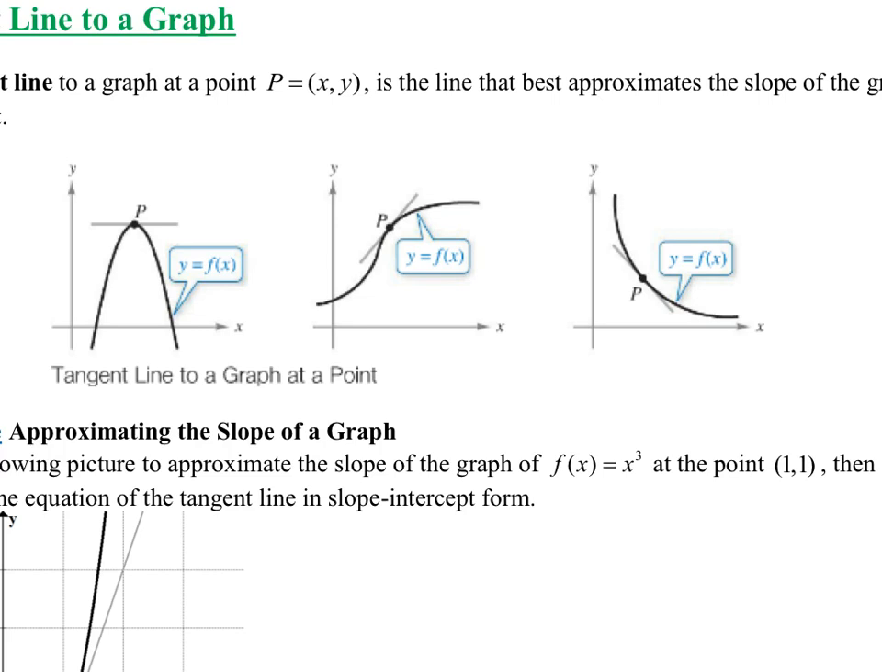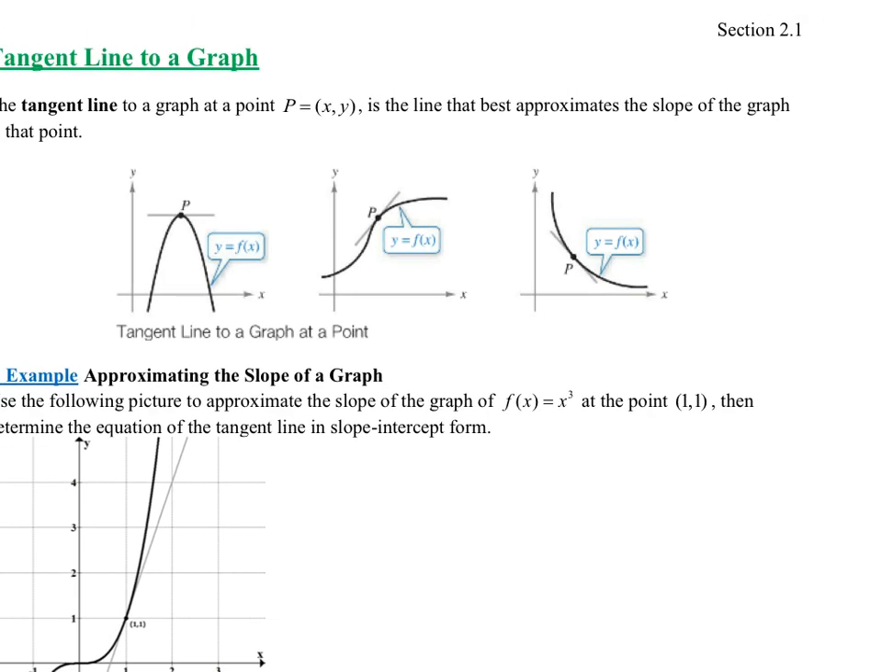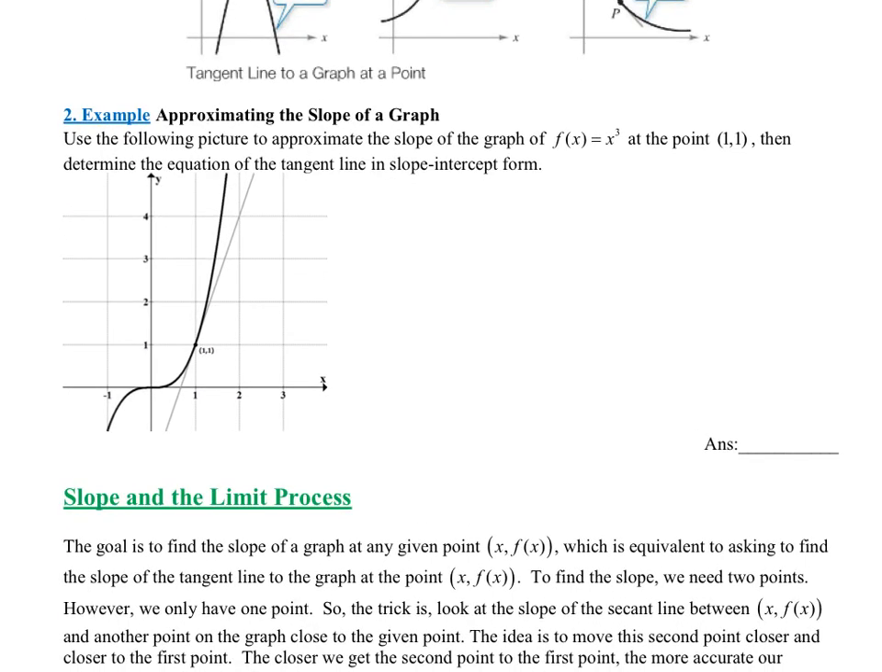And that's a very difficult conceptual concept that we can wrap our heads around using some calculus techniques that we already learned in previous sections. But let's go ahead and do it graphically. So let's look at example 2 here. It says, use the following picture to approximate the slope of the graph of f of x equals x cubed at the point 1, 1, and then determine the equation of the tangent line in slope-intercept form.